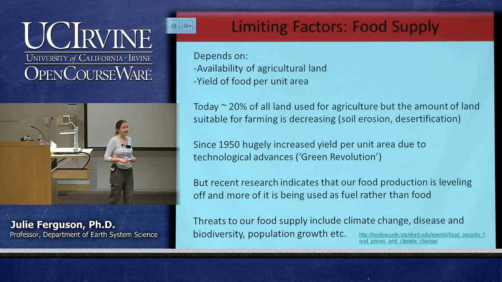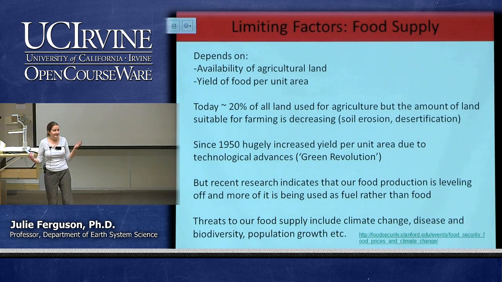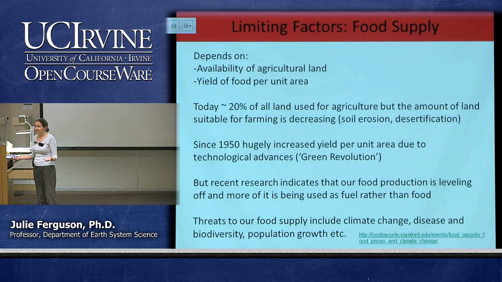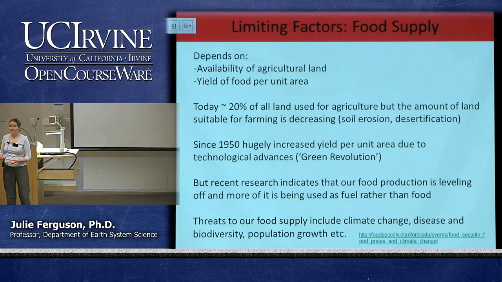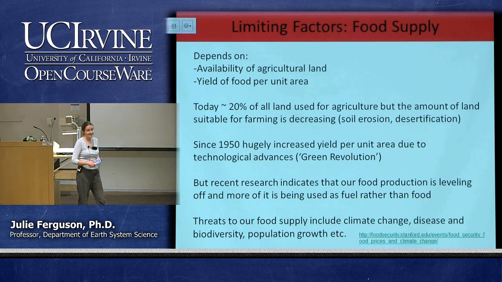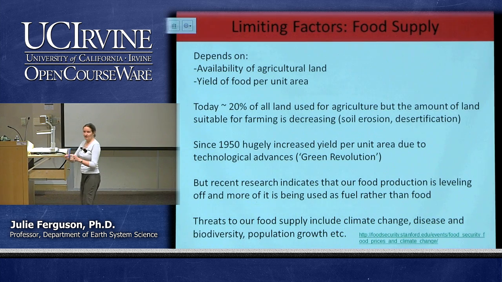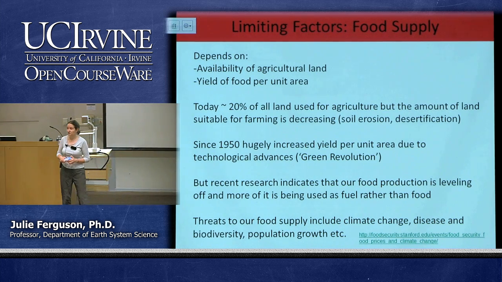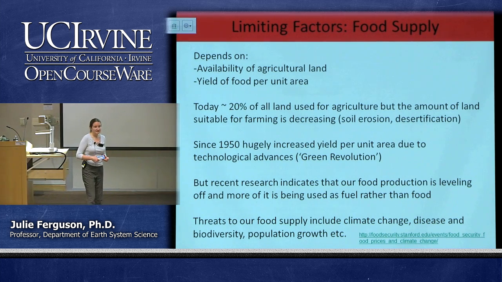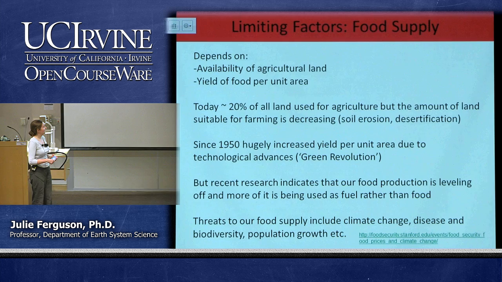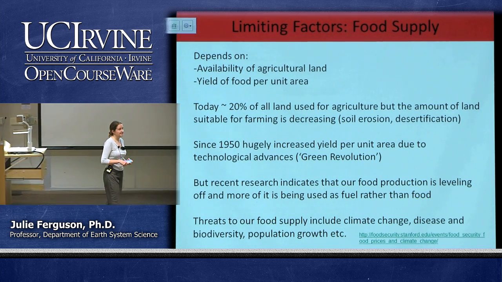Then we have our food supply. Food supply isn't something that we think of very often. But if we think about it, there is a limit to how much food we could possibly produce on Earth. And so the limits are, first of all, how much available agricultural land is there? And secondly, how much food can we get per unit area of that agricultural land? If we look at, first of all, the amount of agricultural land, today maybe 20% of the suitable land is used. But our problem is that, again, we're not using that sustainably.